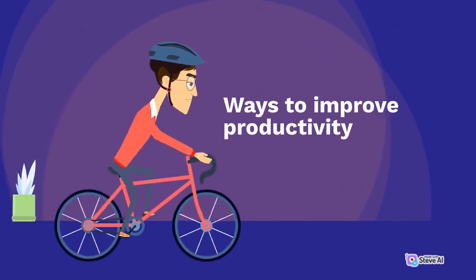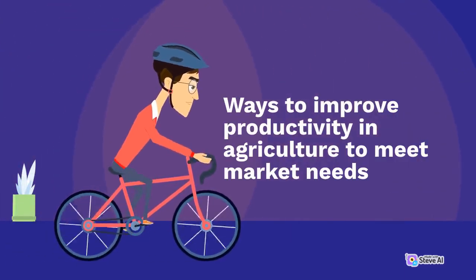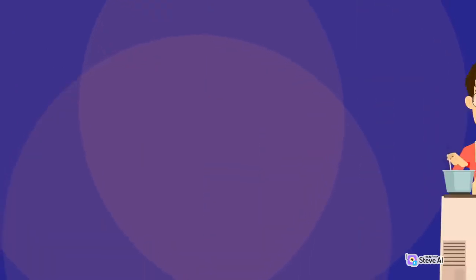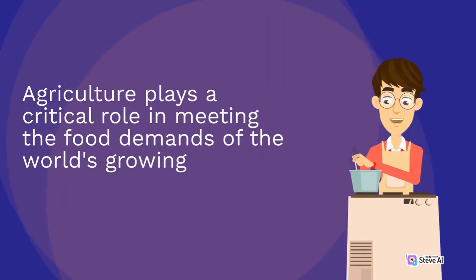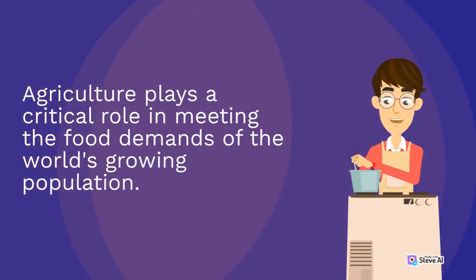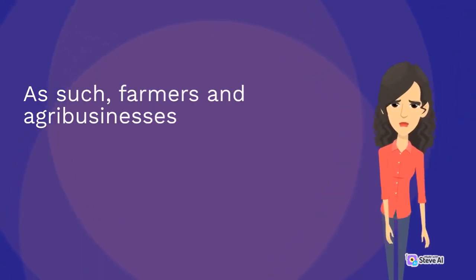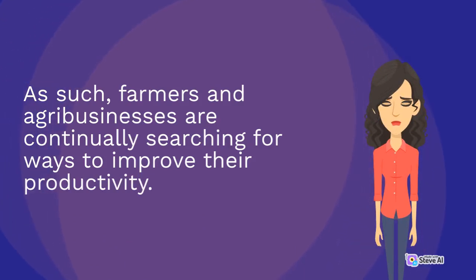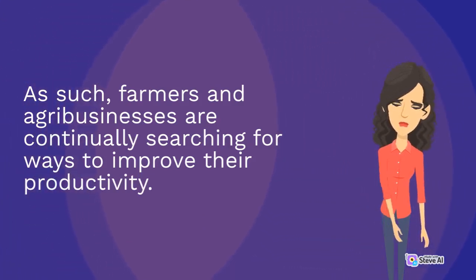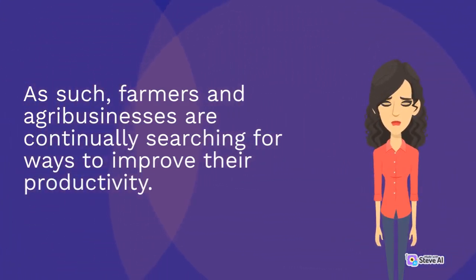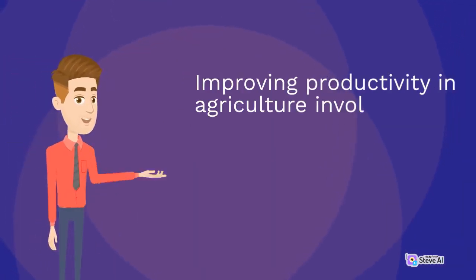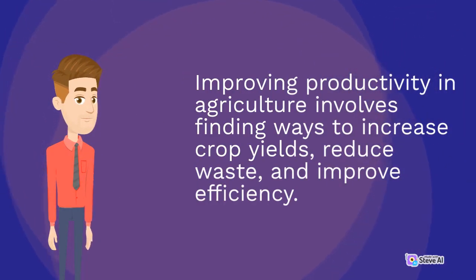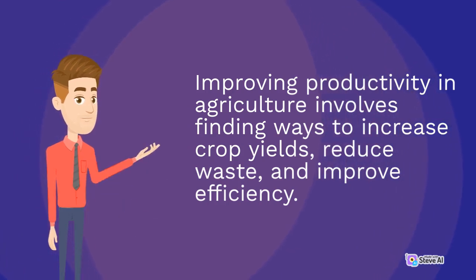Ways to improve productivity in agriculture to meet market needs. Agriculture plays a critical role in meeting the food demands of the world's growing population. As such, farmers and agribusinesses are continually searching for ways to improve their productivity. Improving productivity in agriculture involves finding ways to increase crop yields, reduce waste, and improve efficiency.